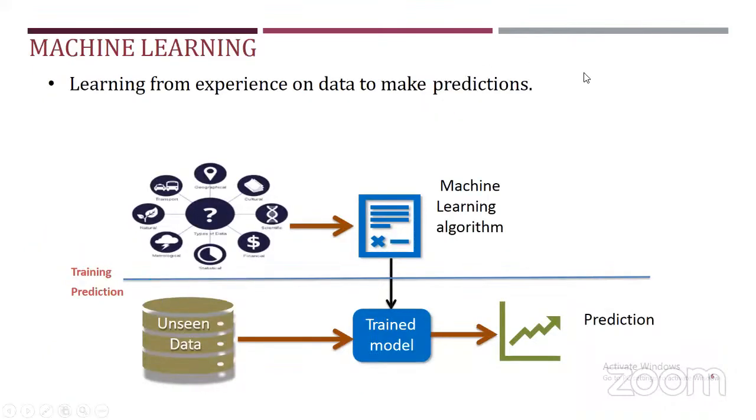Now, how is this whole process going to be? Basically, this whole process is in two parts. The first part is referred to as the training part, and the next is the prediction, which is also referred to as the testing phase. And this is your training phase.